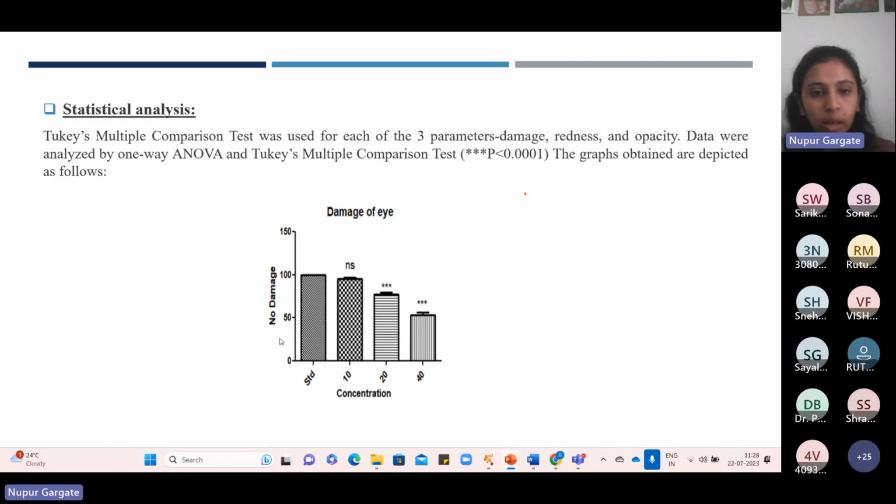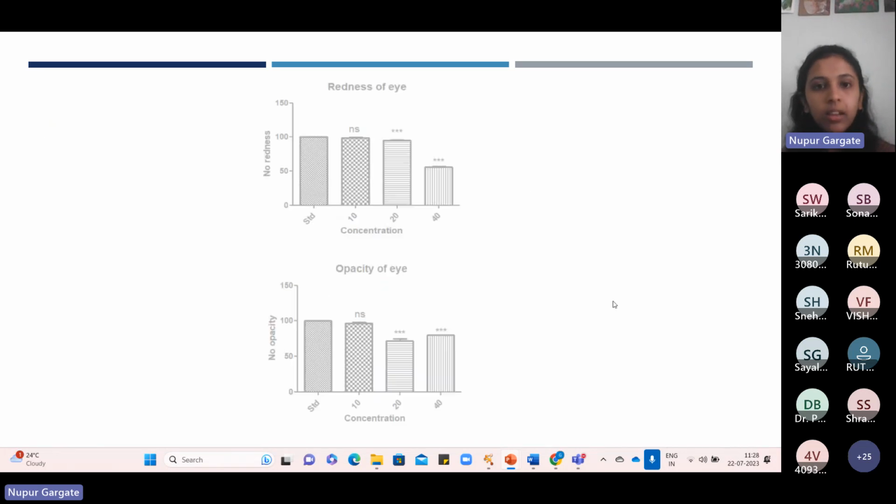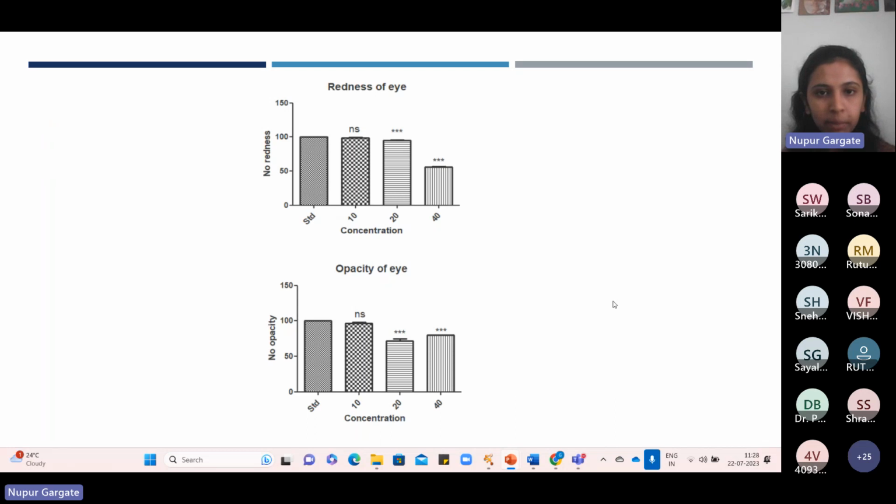Here it shows no damage on the y-axis, while the x-axis shows concentration. This was the damage parameter, and for redness parameter and for opacity parameter, these were the results which were obtained. So for toxicity testing, mainly, as I said earlier, 3 parameters were utilized: damage, redness, and opacity. Again, no redness, that's why at standard it shows 100. 20 microgram per ml showed redness, but 40 microgram per ml showed the highest amount of redness surrounding the chicken eye. That's why here the bar is low.